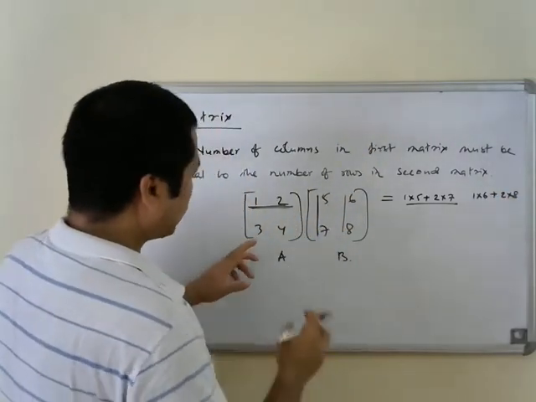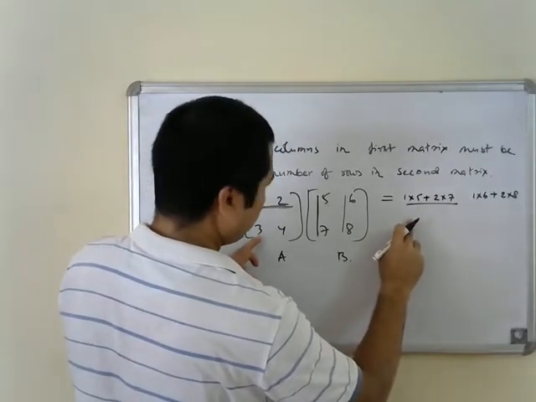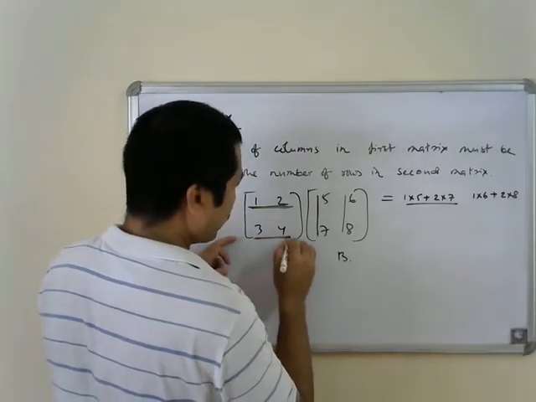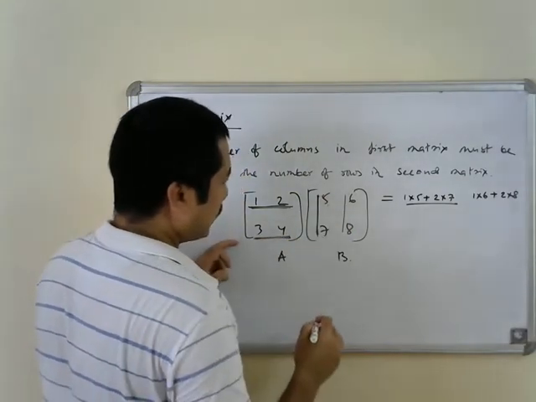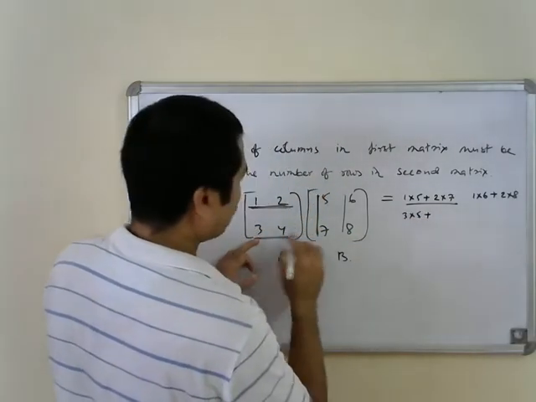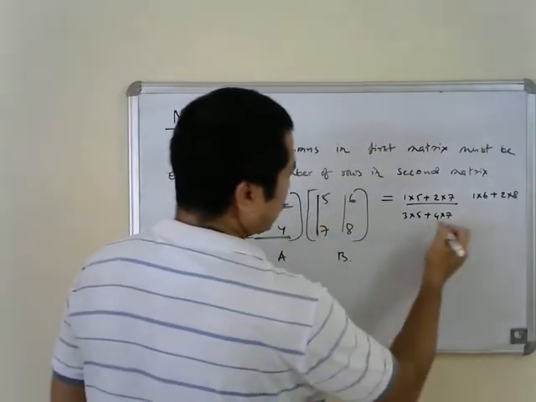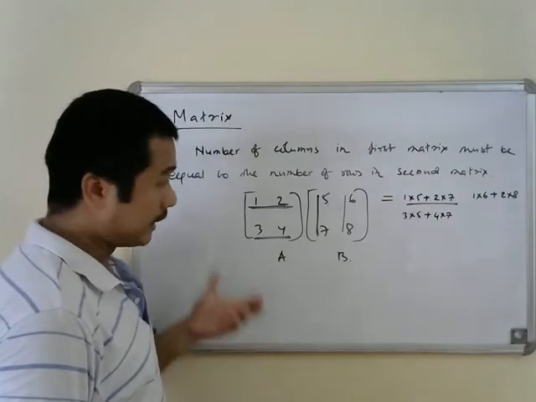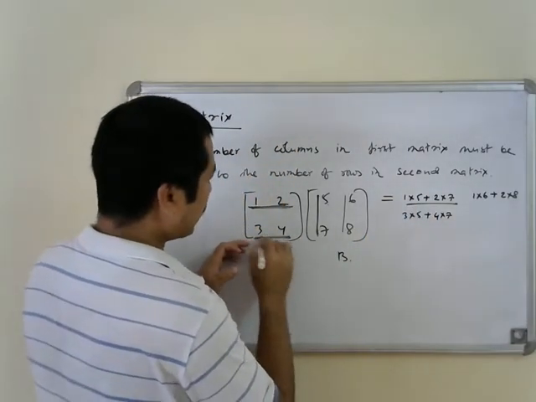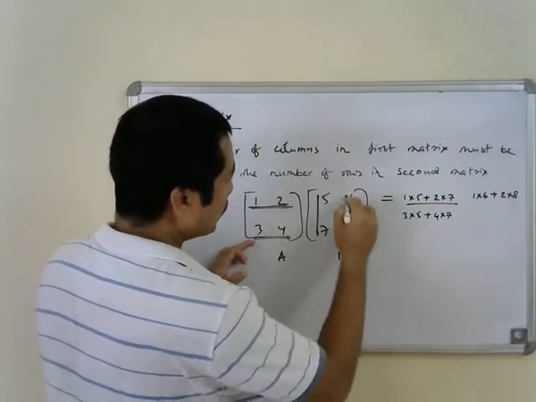Now for the second row, first column, we will multiply the elements in the second row and the first column. So that is 3 into 5 plus 4 into 7, which is going to be the element in the second row, first column, and the second row, second column element is going to be given by the sum of the product of the elements in the second row, second column.